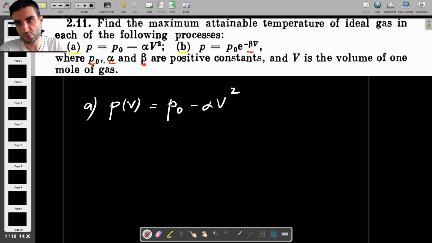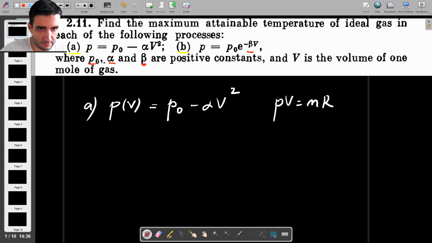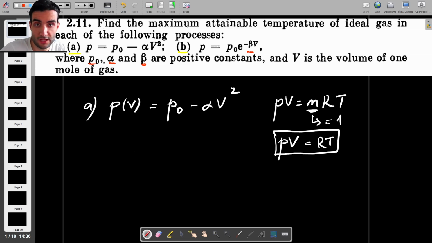So what this means is when we write the ideal gas law, which is PV equals nRT, the V that we're dealing with implies that on the right hand side our n, our number of moles, is equal to 1. So the V in this question satisfies PV equals 1 RT, or just RT. This is the form of the ideal gas law that we're going to use for A and B for this whole question.